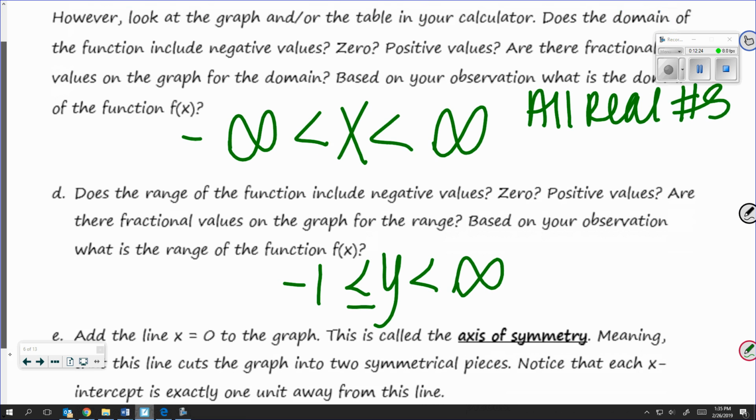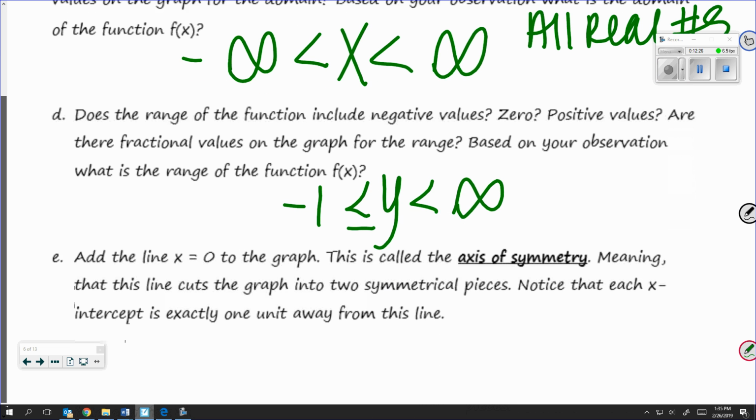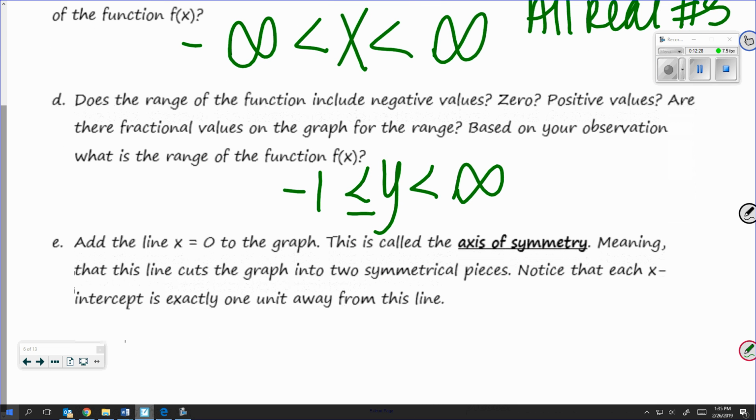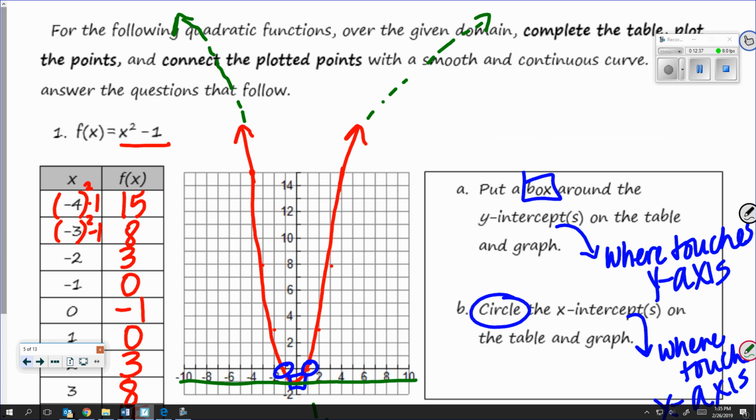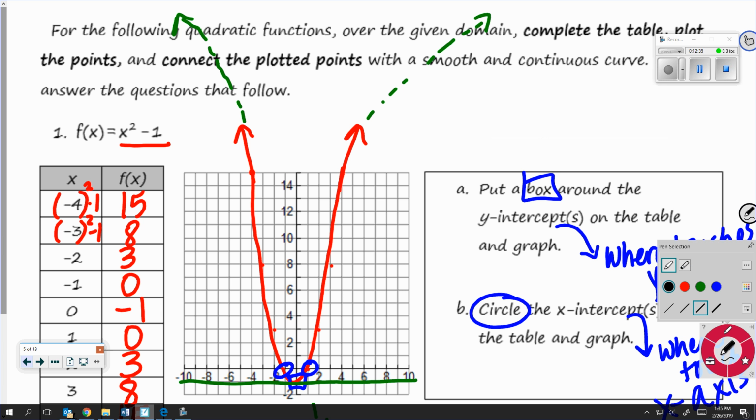Okay, now it's telling us to add a line x equals 0. That has to cross the x-axis, which means it's going to be a vertical line. So if we look where x is 0, we're going to draw a line down the middle. That's symmetry.